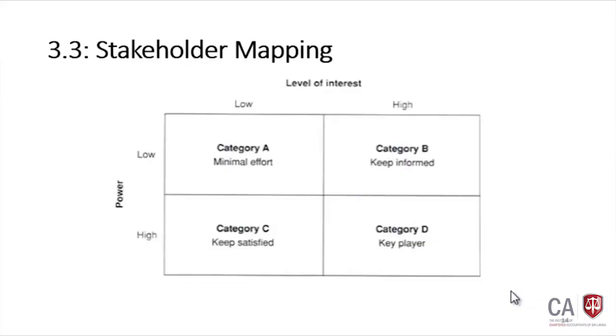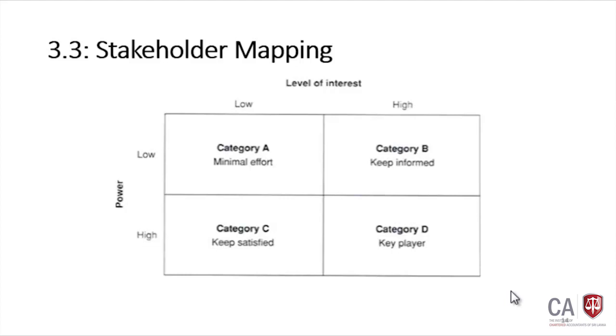So if you look at the model, this model tries to classify stakeholders based on two criteria. One is level of interest, the other one is relative power. Based on the level of interest, we are going to identify two options. Level of interest can be low or it can be high. Then for relative power, we also identify two options. Power can be low or high. So based on this, a 2 by 2 matrix can be developed, and we can find four options.